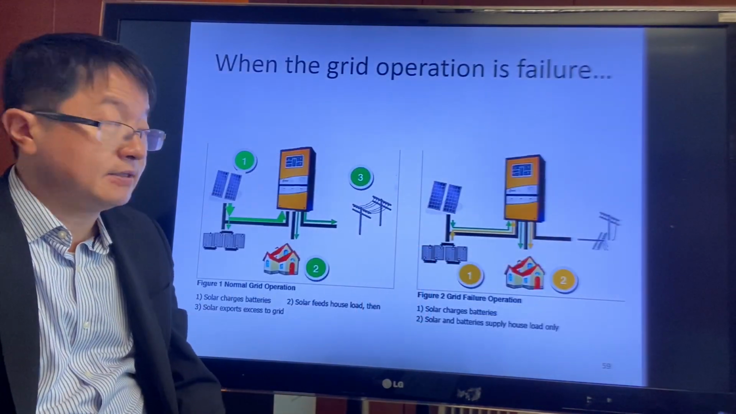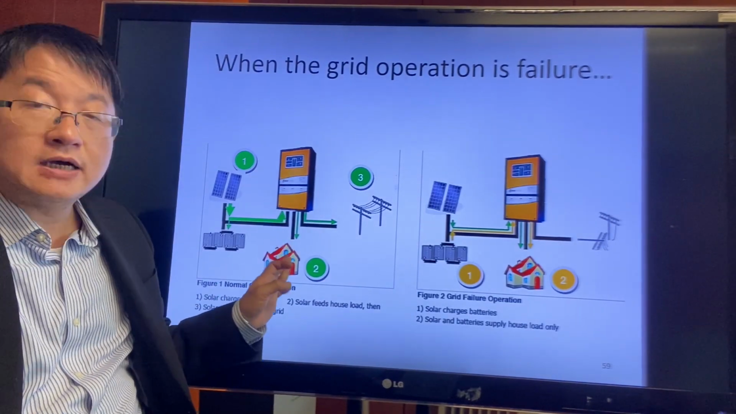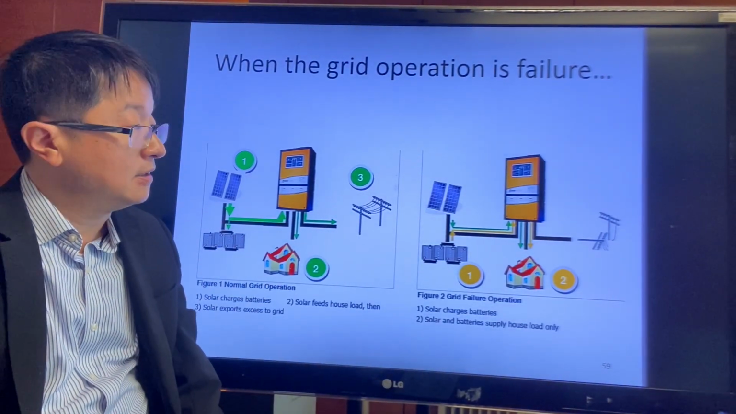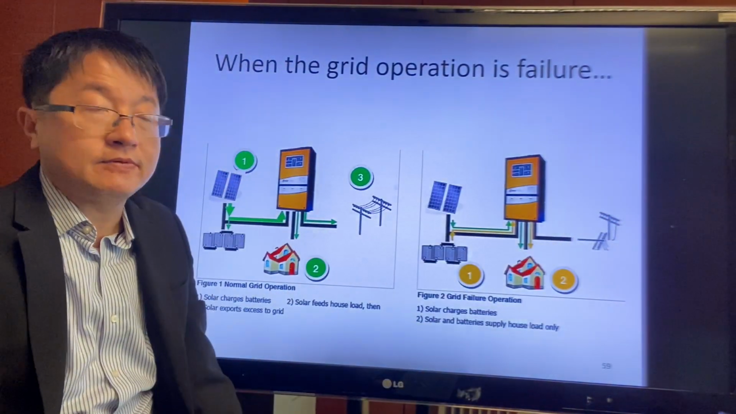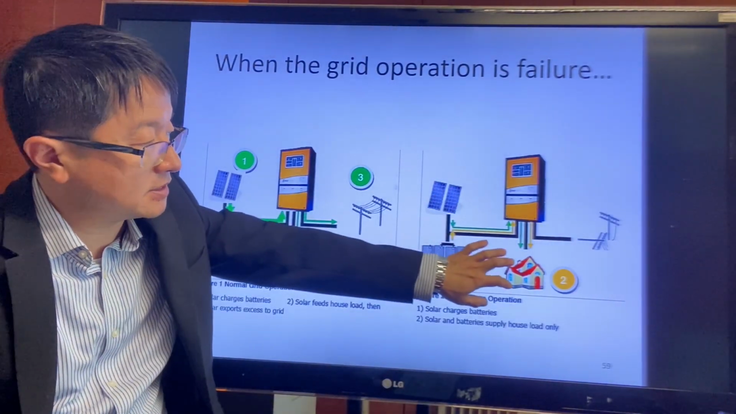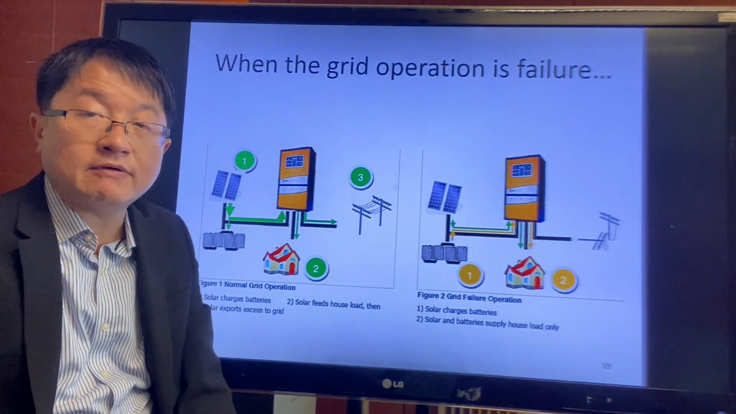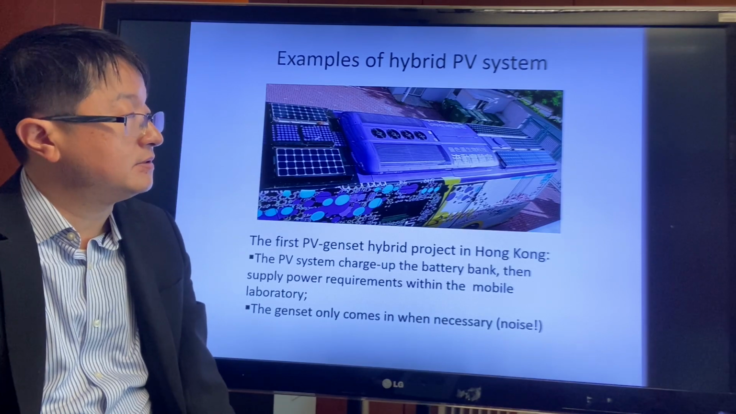So during the normal day, a PV panel can provide power to the household or even sell it back to the power supply company. But if there's any problem with the power supply by the company, then the system and also the battery backup can continue to provide power to the household. This is an example of a hybrid PV system.